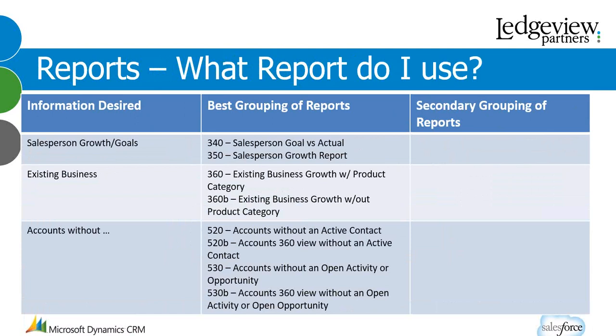Accounts without, these are the 4 new reports. 530 and 530B are accounts without an open activity or opportunity.